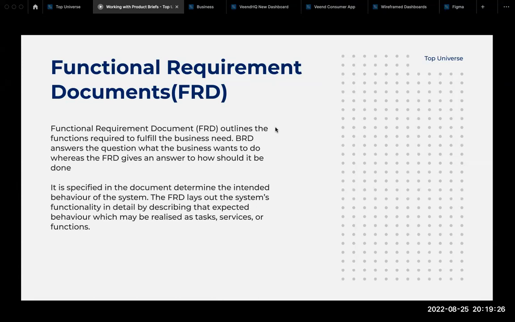It is specified in documents to determine the intended behavior of the system. How should this system behave? How should this product behave? That's what the FRD does. It lays out the system's functionality in detail by describing what expected behavior might be realized as tasks, services, or functions. So it simply tells us how the system should behave. Or take, for instance, when I shake my phone, should my credit card flip or should it flip off? That example is put in a functional requirement document.